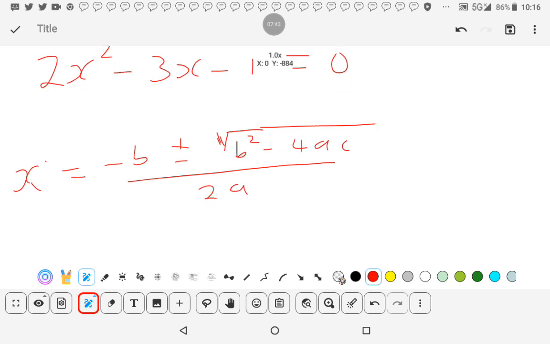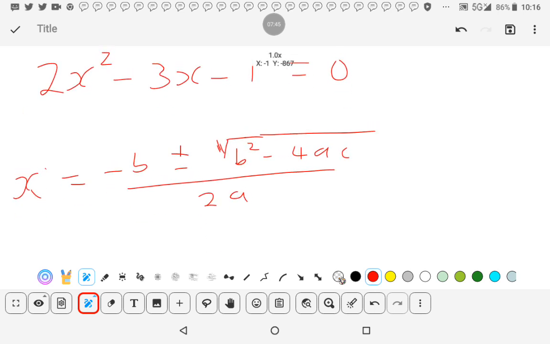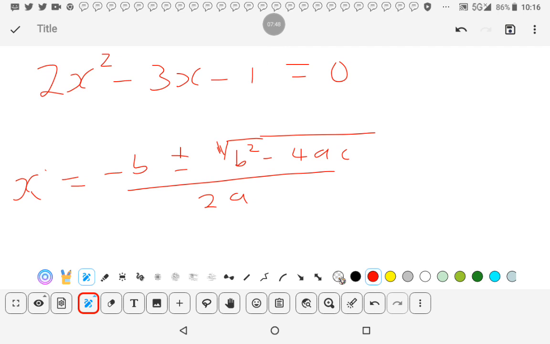So what would be your a? Remember, your a is the coefficient of x squared. This is the form ax squared plus bx plus c is equal to 0. This is the quadratic form. So your a is the coefficient of x squared, meaning that a is 2.